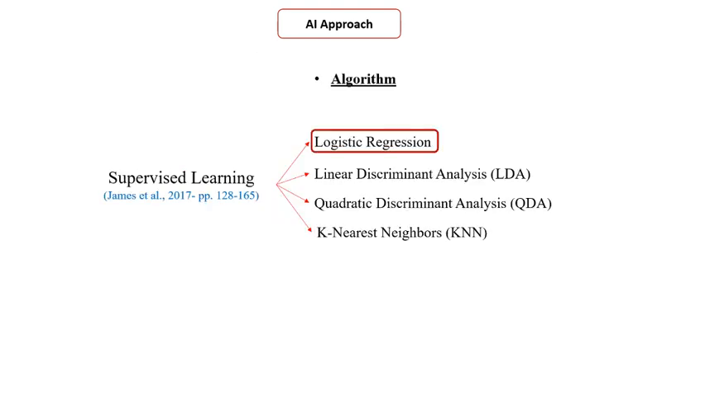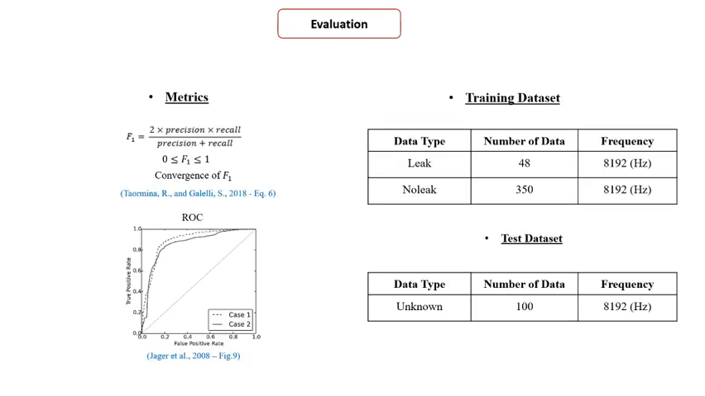The algorithm that we use is logistic regression as a supervised learning, because James et al. recommended this algorithm where we have well separated data, and also it is very well comprehensible. As it was mentioned, metrics for evaluation are F1 and area under the ROC curve.